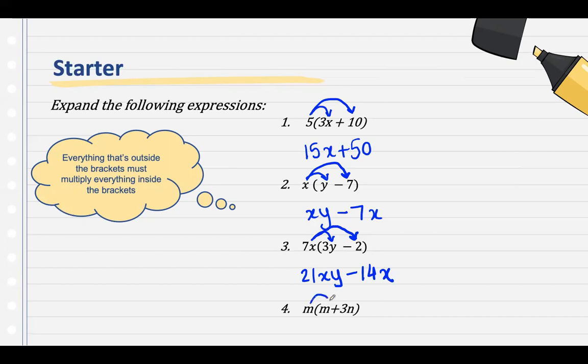Here it's m times m. A common mistake here would be to say 2m. I'm sure some of you did that, but it's actually m squared. And then m times 3n would be 3mn. So that is how you'd go about doing some simple expansions.